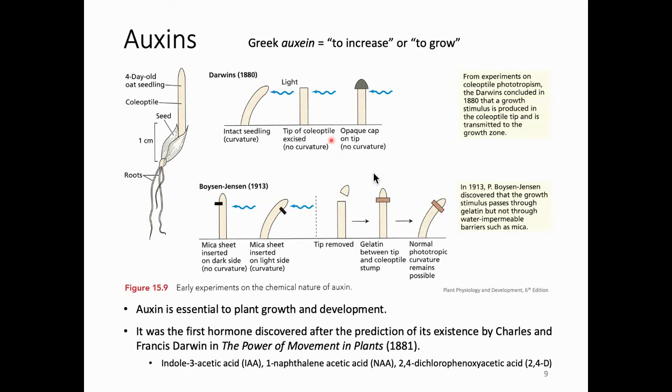From this, all the experiments can be summarized: at the shoot tip, the plant synthesizes some growth-stimulating substance which can perceive the light and travel down to this part of the plant and cause more growth, which allows the plant to bend toward the light. And that substance is actually water soluble.